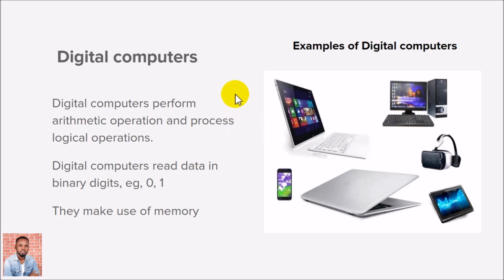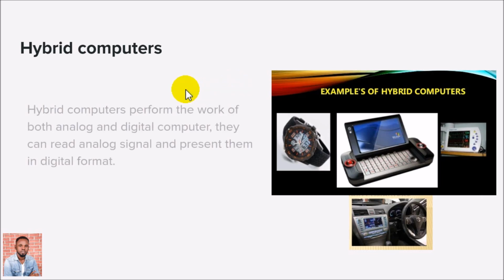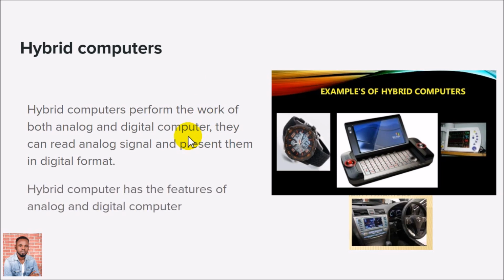Also, going by type, another kind of computer you find out there is hybrid computers. Hybrid computers are known to perform the work of both analog and digital computers. They are able to accept analog signals and represent them in digital format. This is what they are known for. You also find them in different forms.